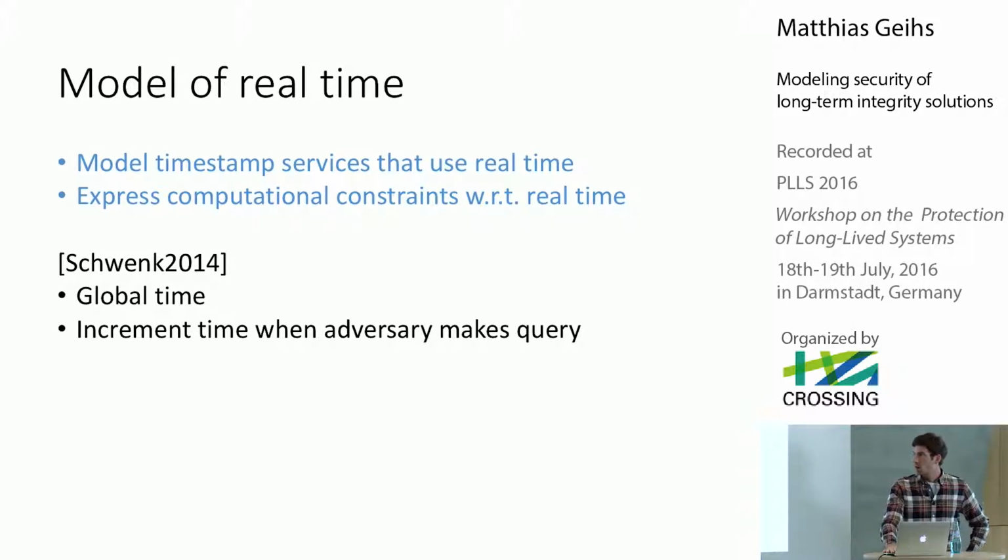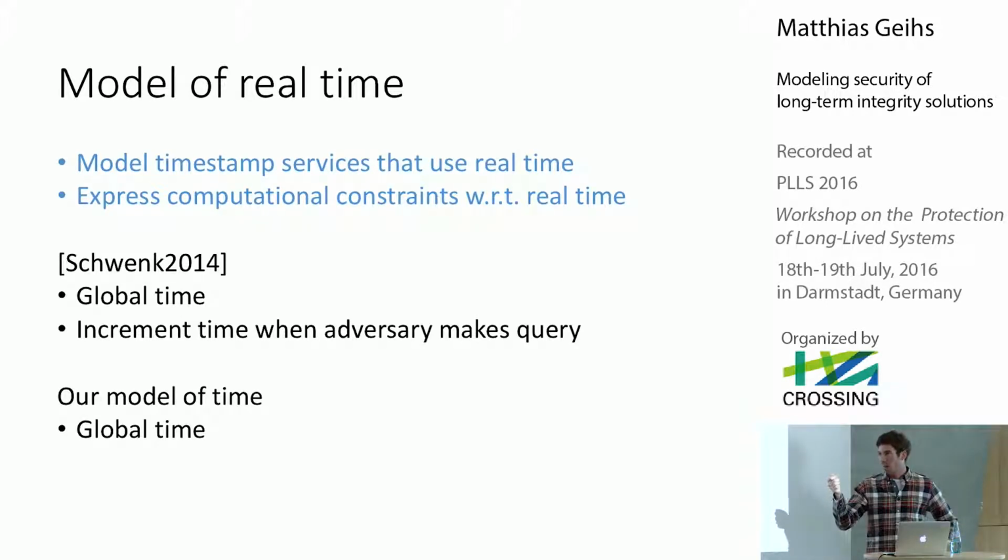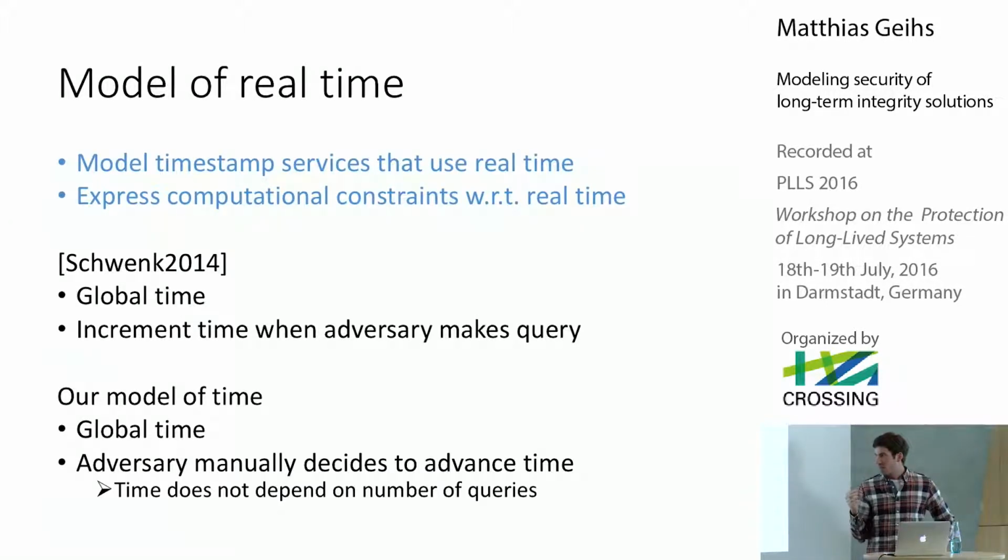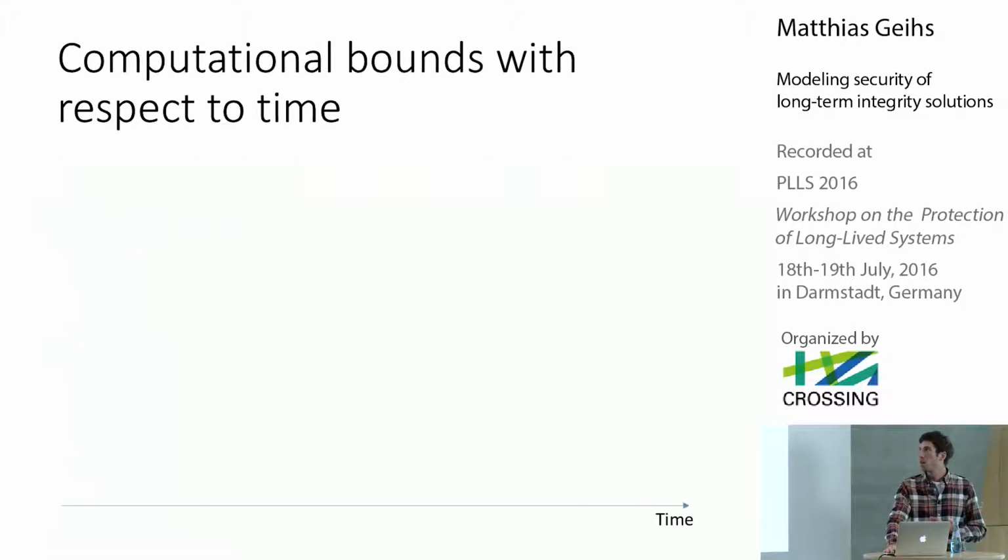We also have a global clock. However, we allow the adversary to decide when he wants to advance through time, which models that time is not actually dependent on the number of queries, but we still have a notion of time and can bound the adversary with respect to it. So the adversary has a little bit more influence; it's a little bit more general than incrementing time whenever the adversary makes a query. Having this in place, we can restrict the adversary's power with respect to time.